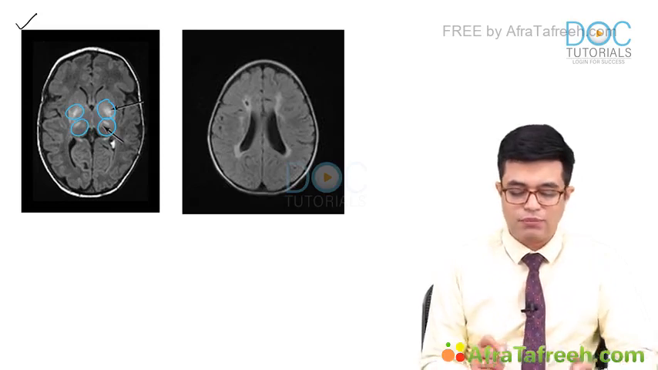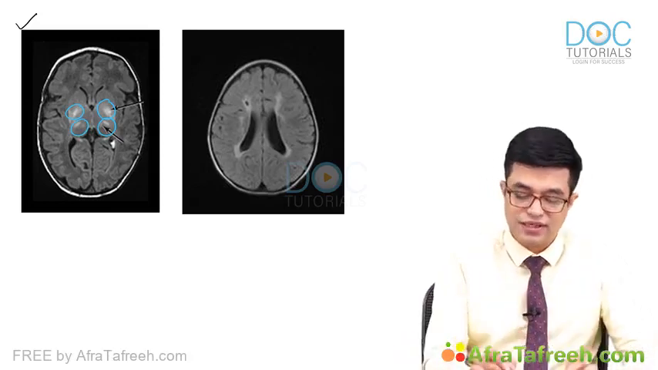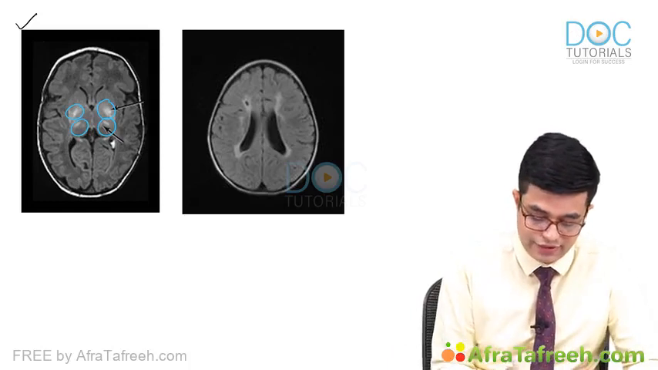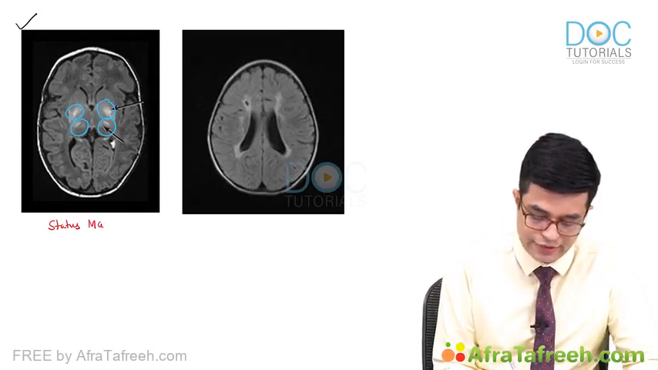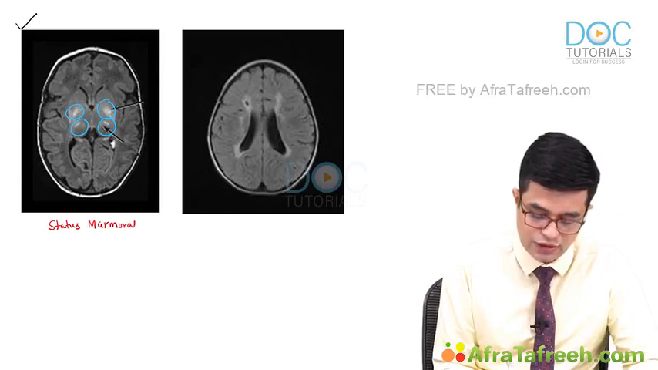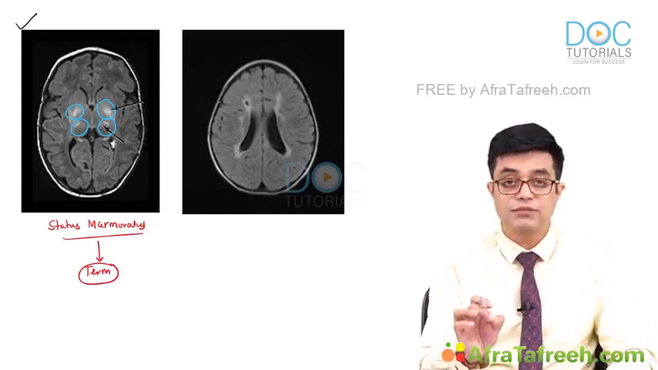So can you see that bilaterally basal ganglia and thalamus are affected? So this is a classical lesion of status marmoratus which is being shown here. And status marmoratus tends to occur commonly in term babies. So your answer will be, it is basal ganglia and thalamic involvement producing status marmoratus.